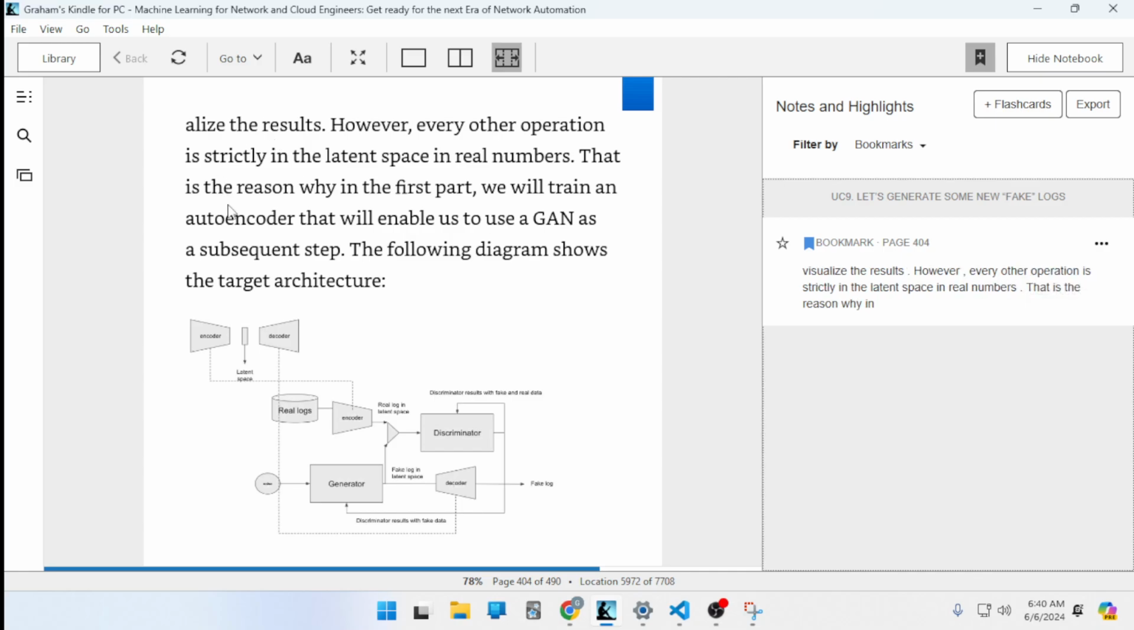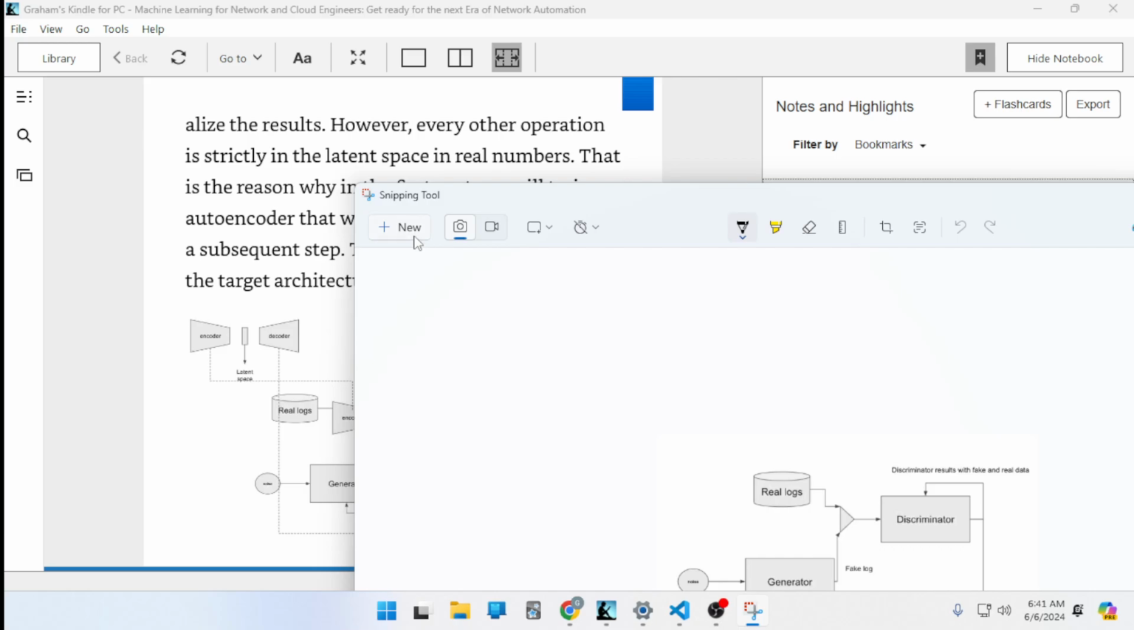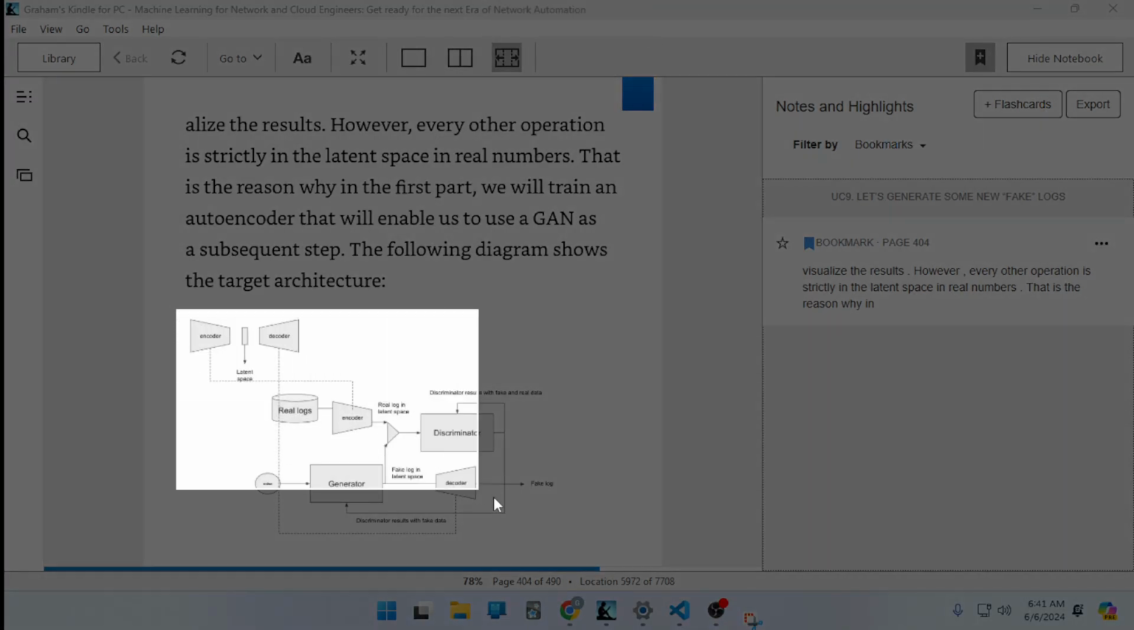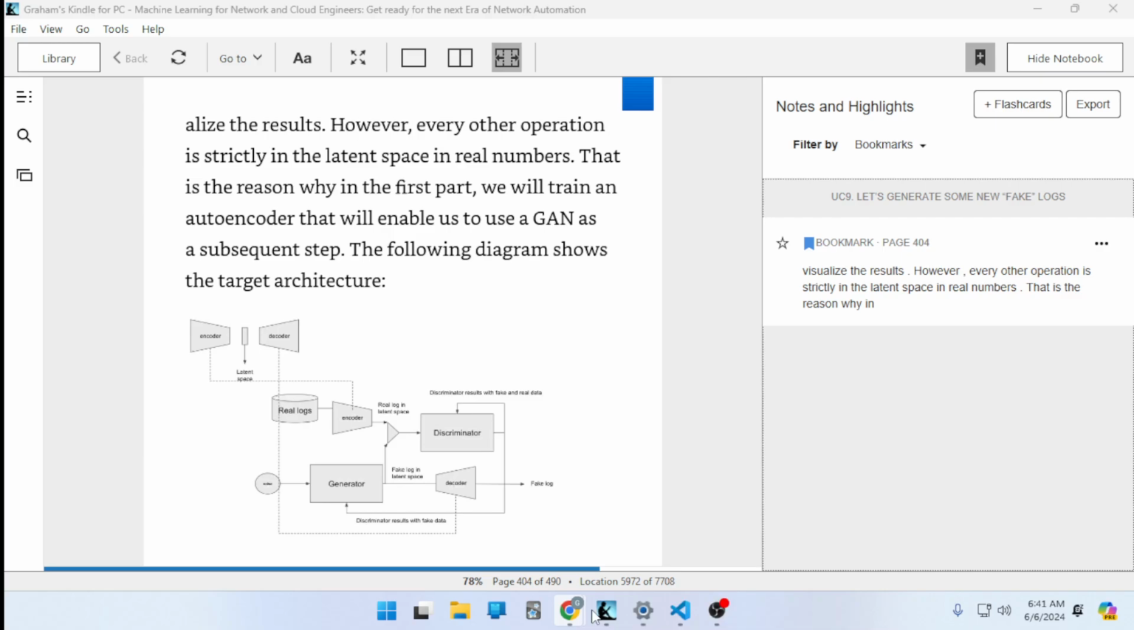That is the reason why in the first part we will train an autoencoder that will enable us to use a GAN as a subsequent step. The following diagram shows the target architecture. So I tried and true into ChatGPT to get an explanation.